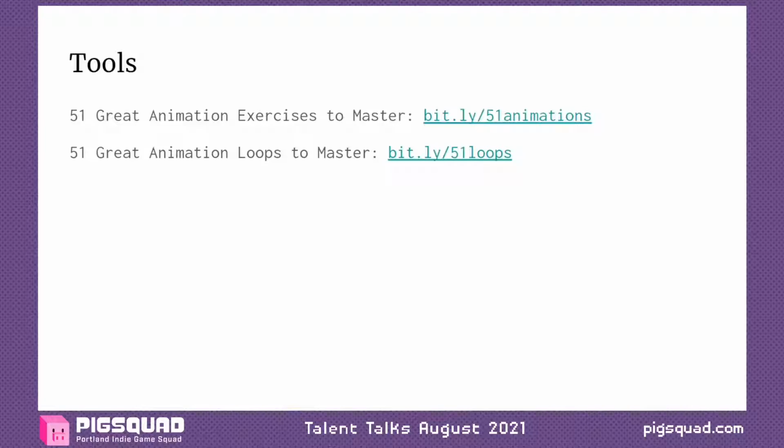So to wrap things up, I've got a couple different tools. These are things that after I took one animation class, I went to these websites and went through this list and practiced these, and I think it was super helpful. You can pretty much self-teach yourself by practicing these. The top is 51 great animation exercises to master, and the bottom is 51 great animation loops to master. Those are both really important things to focus on and practice.